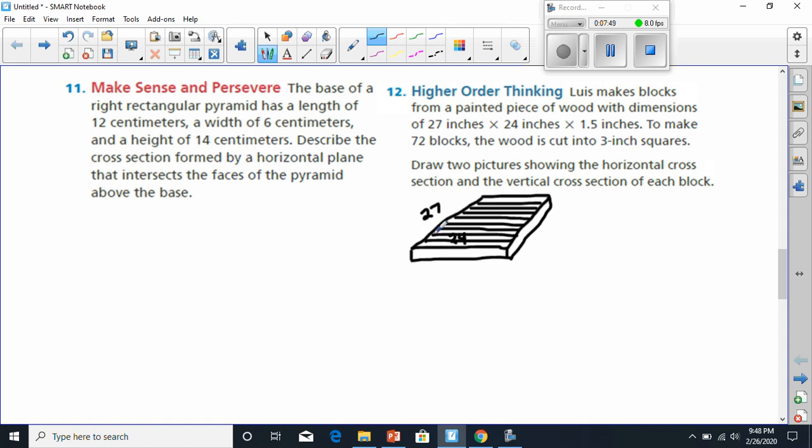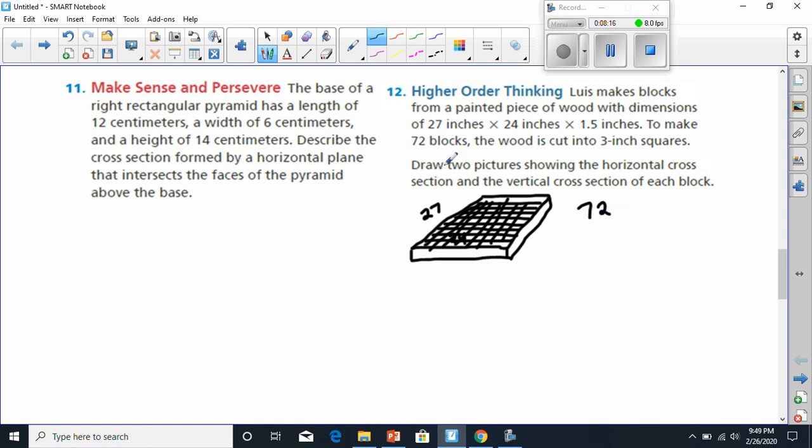24 cuts. So that means 24 divided by 3 will be 8. So there'll be 1, 2, 3, 4, 5, 6, 7, 8. Now, if we do this, we realize that we have 9 times 8, that's 72.